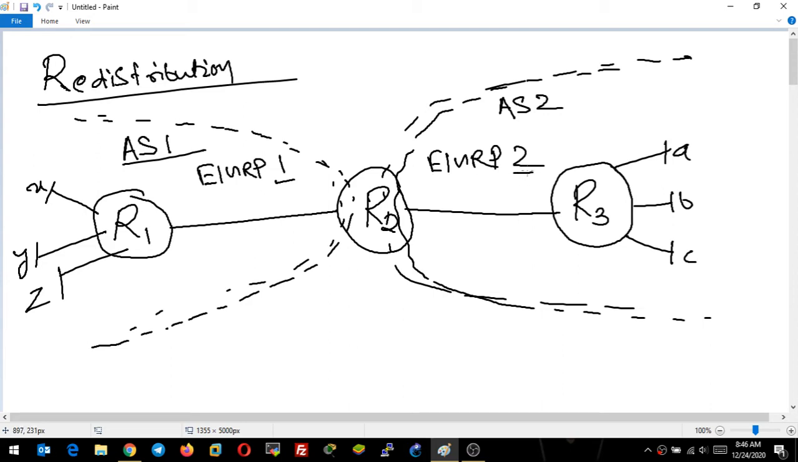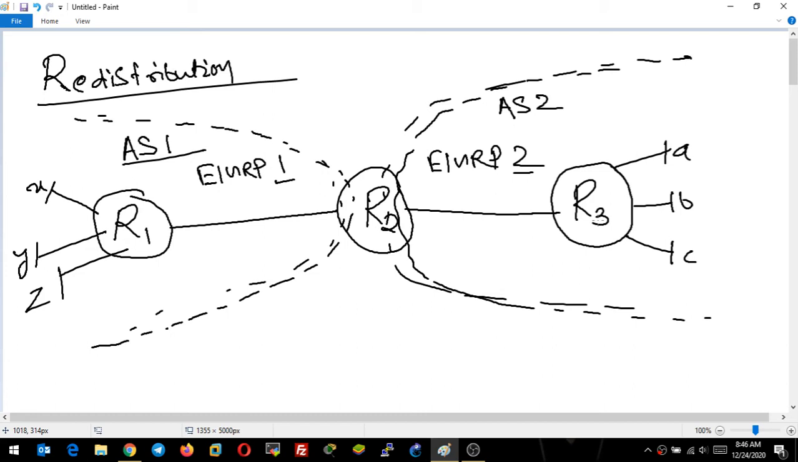So what is exactly happening here: if you are running EIGRP, R2 is doing neighborship with R1, and again R2 is doing neighborship with R3. In that case you can see some prefixes are there, the XYZ network and the ABC network, which are examples of networks I am taking. The XYZ network is connected to R1 and the ABC network is connected to R3.